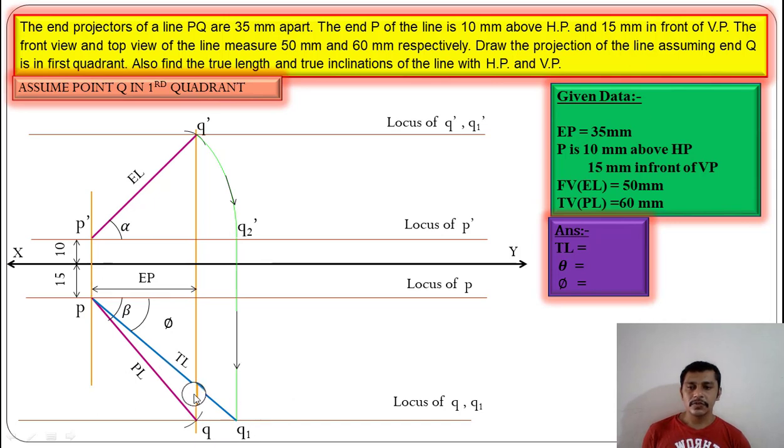Now measure this true length on the rounder, put your rounder on P dash and give an arc on the locus of Q1 dash. We will get Q1 dash over here. Connect Q1 dash to P dash, which will be our true length, and the angle of this true length will be theta. So now measure the true length, theta and phi. True length will be equal to 70 mm, theta will be equal to 30 degrees, and phi will be equal to 45 degrees.